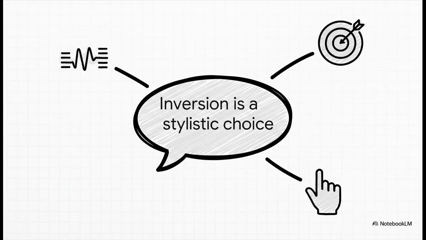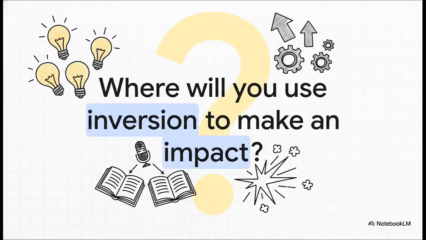So here's the bottom line, the most important takeaway from all of this. Inversion isn't just some boring grammar rule you have to memorize. No way. It is a stylistic choice. It's a tool that lets you control the feel of your sentences, to grab your listener's attention, and to make your words land with a much bigger impact. So there you have it. The secret is out. You now know how to make your English sound more dynamic, more formal, and more powerful. The only question left is, where are you going to use it first to make an impact?